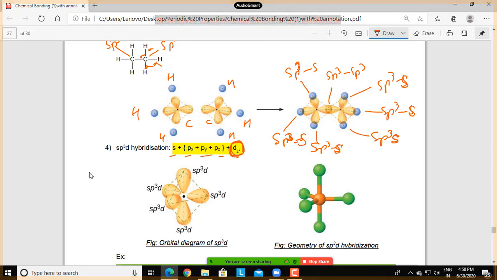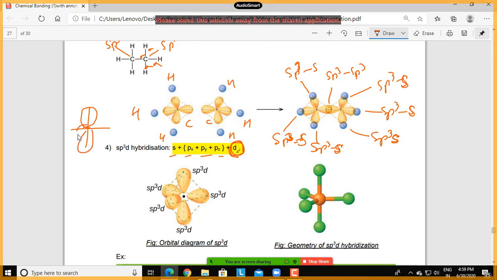Why dz square? Because dz square is on the axis. Dx square minus y square is also on the axis, but along 2 axes. This is on one axis, and the remaining dxy, dyz, dzx are not along the axes. This is on the z axis.